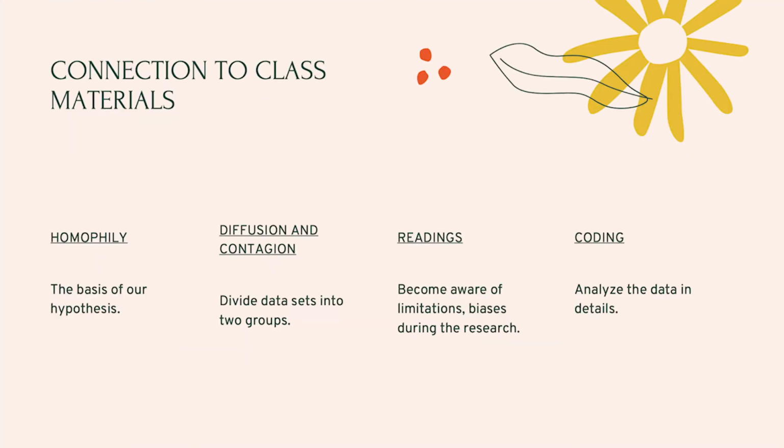The concept of homophily, which suggests that people tend to communicate with those similar to them, forms the basis of our assumption and argument. By applying the notion of diffusion and contagion, we can divide our data set into 2 main groups: social friends who have the same major as A and non-social friends who have the same major as A. Readings throughout the weeks also taught us to become aware of the limitations and biases in our research. But most important of all is the coding, which helped us analyze our data in detail.